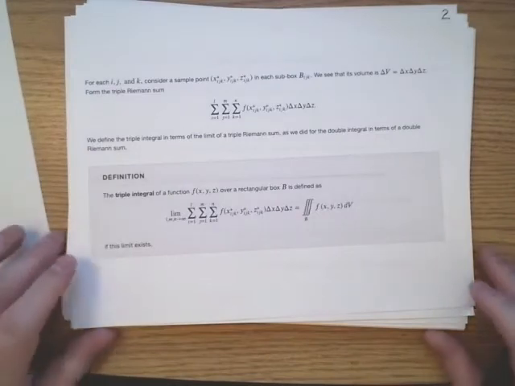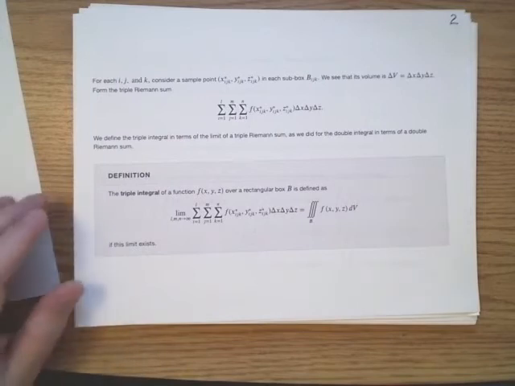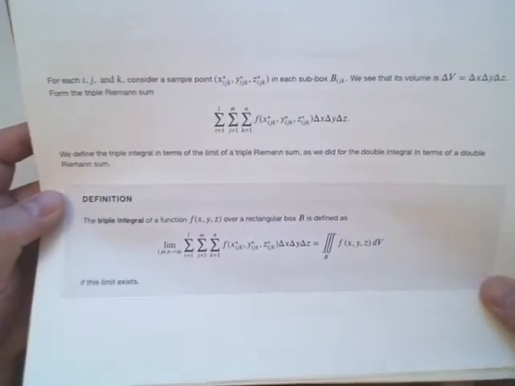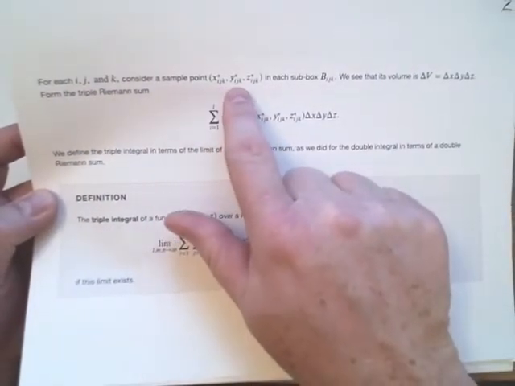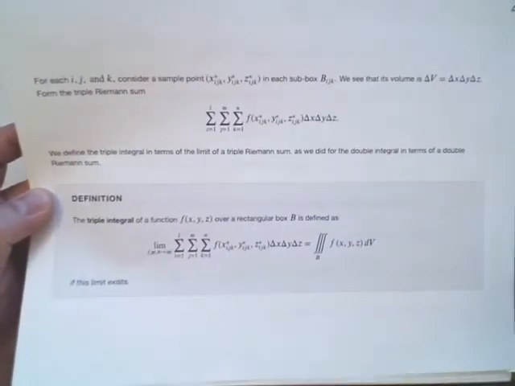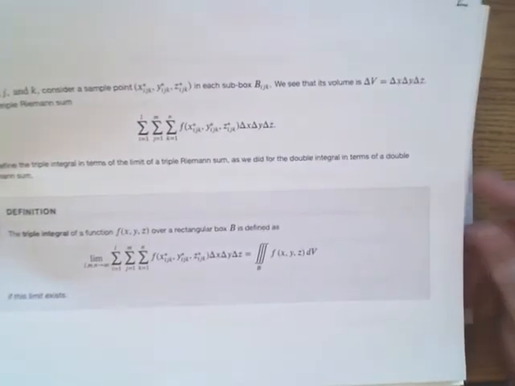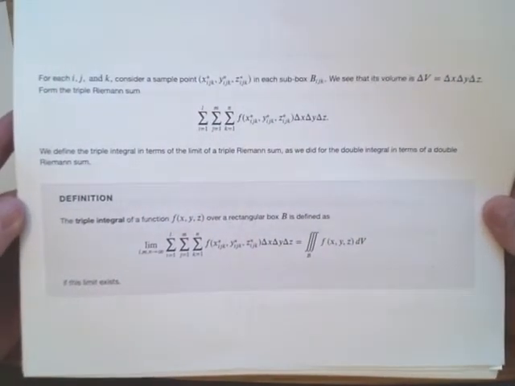So this is done in this second section here. We've got this for each i, j, and k. We imagine taking a sample point like this, x sub ijk star, y sub ijk star, z sub ijk star in each of these sub-boxes, B sub ijk. Note that the volume is delta x, delta y, delta z. It may be that these are actually different for different boxes, but that's okay. They've made sort of an equipartition here in OpenStax.